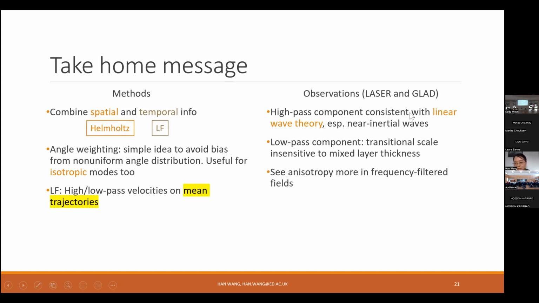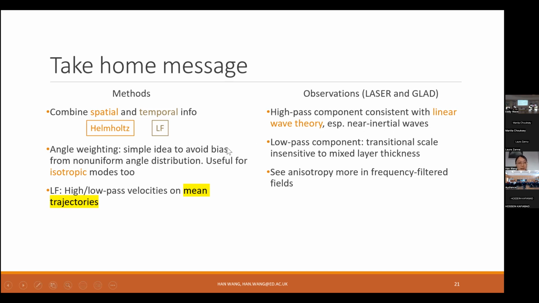And in the LASER and GLAD data sets, we saw a bunch of interesting observations. For example, the high-pass component is consistent with linear wave theory, and especially we can see a signature of the near-inertial waves in the GLAD dataset. And in the low-pass component, we find that the transitional scale seems to be insensitive to the seasonality of the mixed layer thickness. And finally, we can see anisotropy more in the frequency-filtered fields as compared to the raw fields.